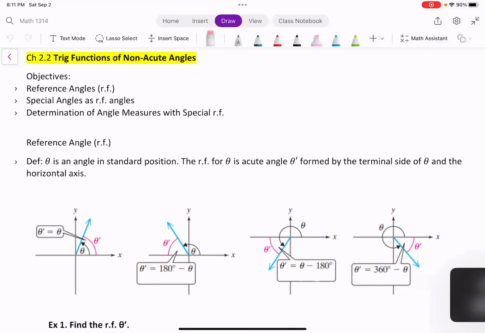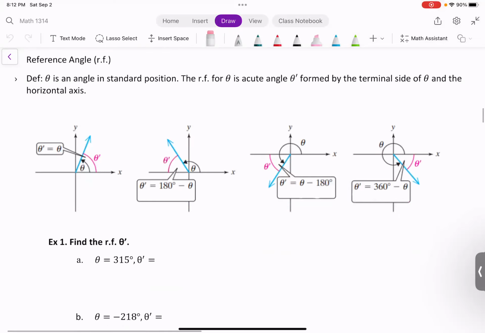Welcome back. Today we are learning trig functions of non-acute angles. In the previous video we learned the trig functions. They were all acute angles, and again, an acute angle is between 0 and 90 degrees. Right now, let's see different angles. So let's introduce the first definition we call the reference angle.